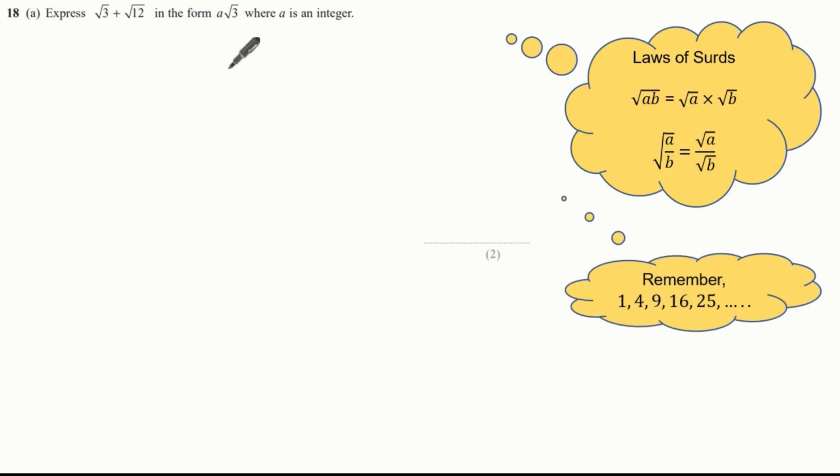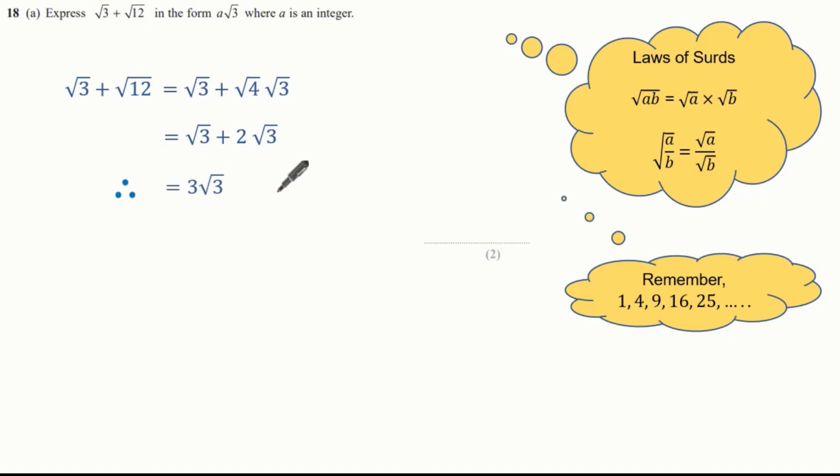So I'm going to split root 12 into two factors, where one factor is a square number. This means I know root 3 plus root 12 is equal to root 3 plus root 4 root 3, because I'm utilizing my laws of surds and my knowledge of square numbers. Well, I know the square root of 4 is 2. So this means I have root 3 add 2 root 3. If I had 1 root 3 and I had 2 root 3's, therefore I have 3 root 3's. So my answer is 3 root 3.